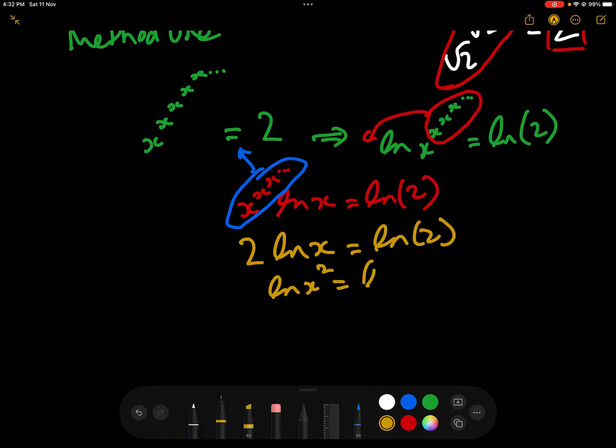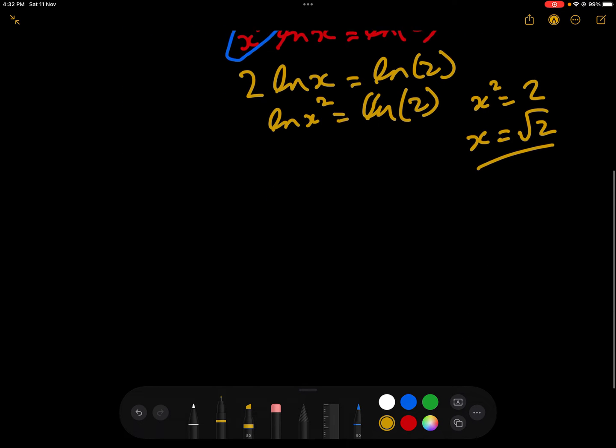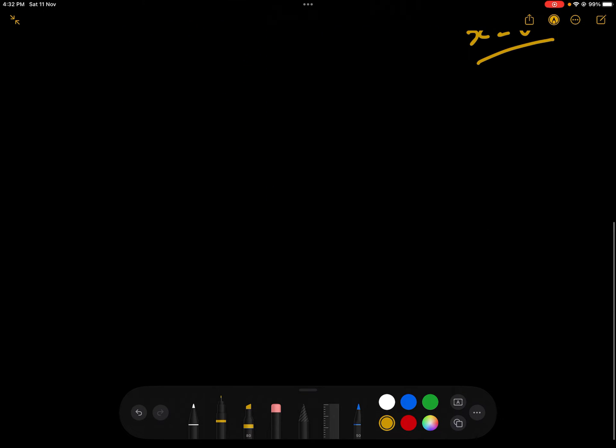And from that we can say that log of x squared equals log 2. And from that we can say that x squared equals 2. So therefore x equals root 2. We can ignore the negative. So that's the first method. And we have proved that for the infinite tower x to the power of x to the power of x equal to 2, we know therefore that x must equal root 2. So that does prove it, sort of, although we do need to know the answer.